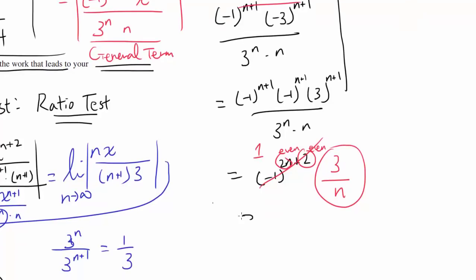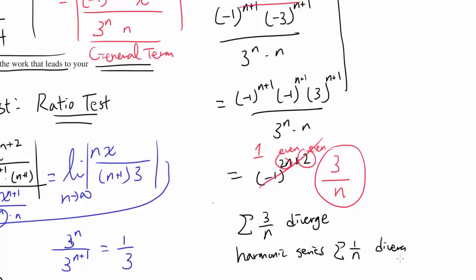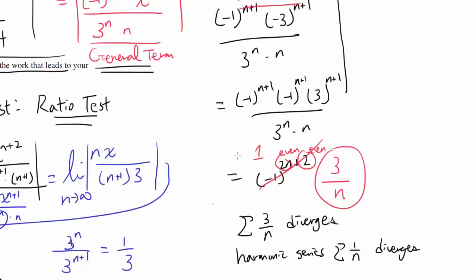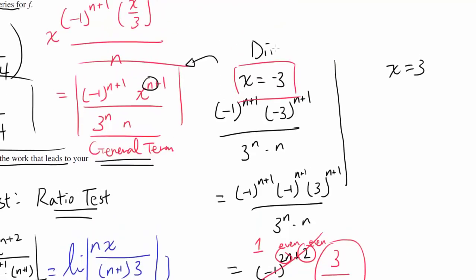And we know the summation of 3 over n is going to diverge because of the harmonic series; the summation of 1 over n diverges. So we know it's going to diverge at x equals -3.